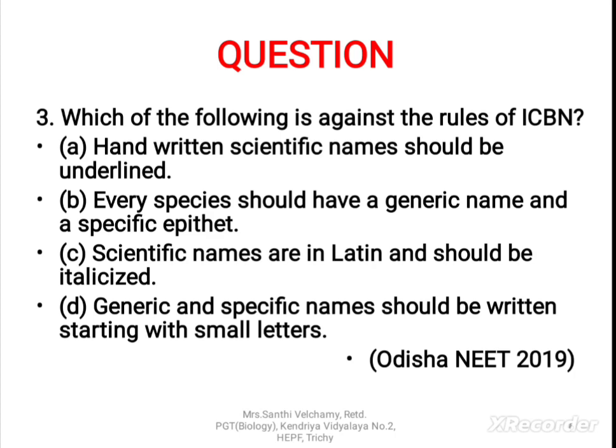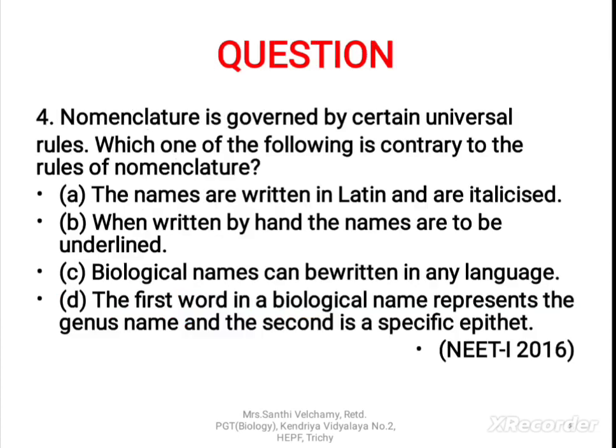The third question, which of the following is against the rule of ICBN? A. Handwritten scientific names should be underlined. B. Every species should have a generic name and a specific epithet. C. Scientific names are in Latin and should be italicized. D. Generic and specific names should be written starting with small letters. The correct answer is D. Generic and specific names should be written starting with small letters. That is against the rules of ICBN.